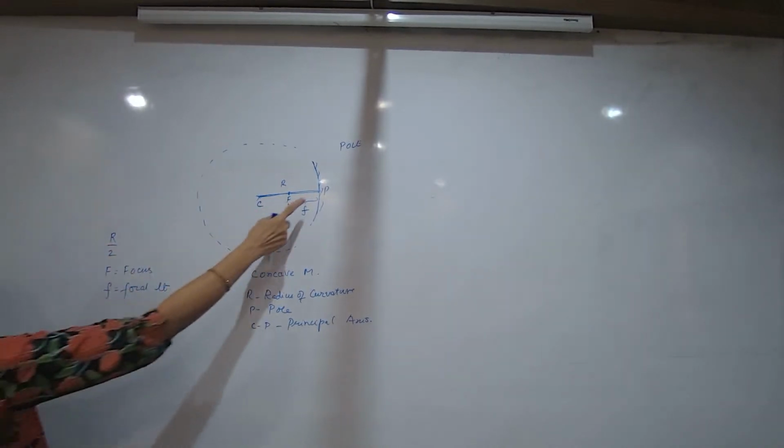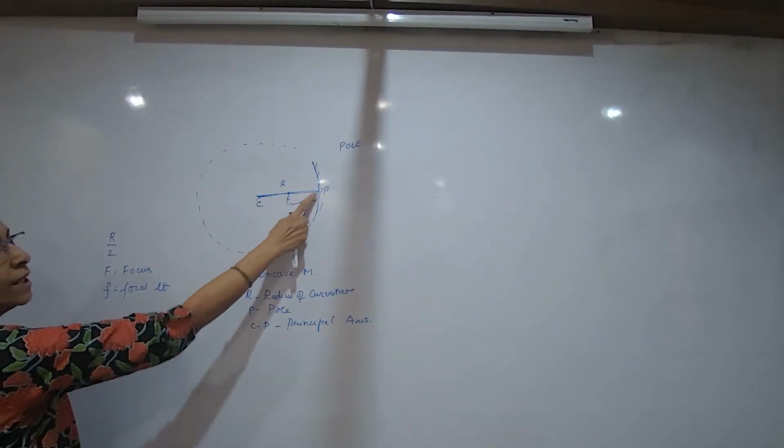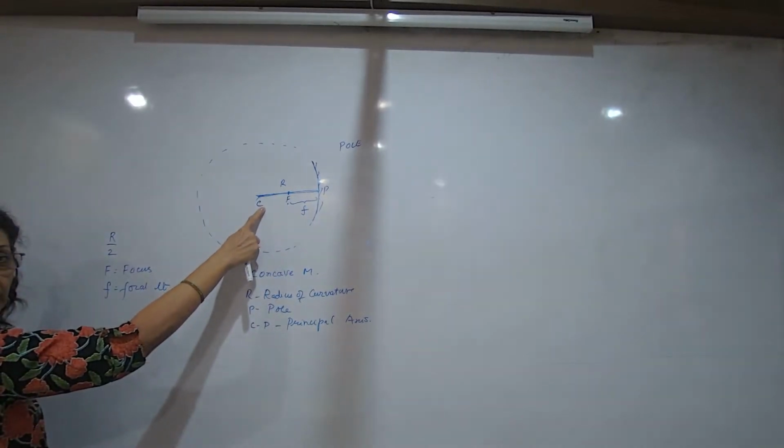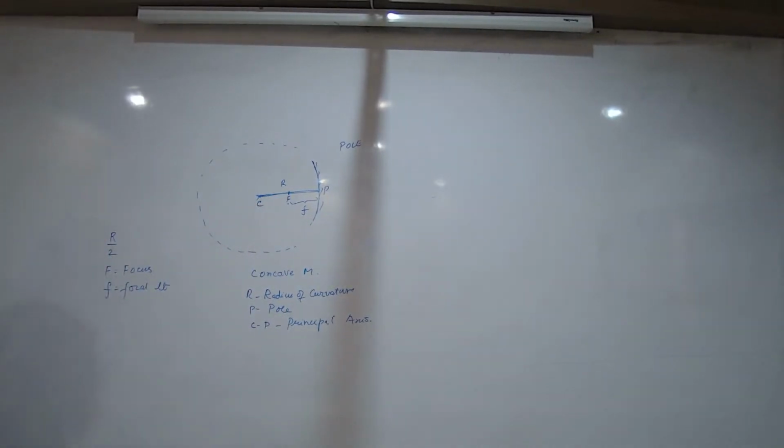Can you notice that your center is lying in front of it? Okay, it's lying in front of it. Remember, because further we will also be talking about differences between convex and concave mirror. We can use one of these points as a point of difference. Okay, you remember to use it as a difference, right?